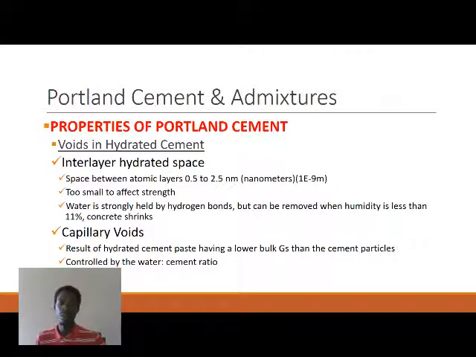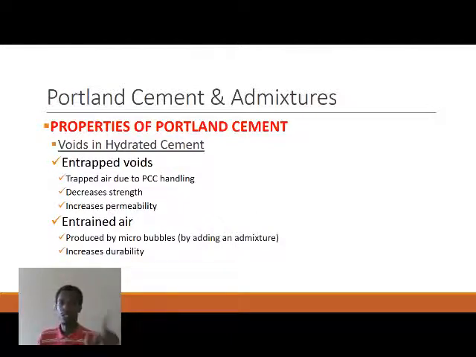You could just take note of the interlayer and capillary voids, but majorly for me, the major aspect is the entrapped voids and the entrained air. Now you need to differentiate between both. The entrapped voids are the ones that are caught up in your mixing when you're trying to get stuff together, and usually it decreases the strength and it creates relatively more permeable pathways for water to flow. It's not even good because you cannot really measure the permeability, because when you are working the cement, it becomes entrapped, so it increases permeability, which is always not good.